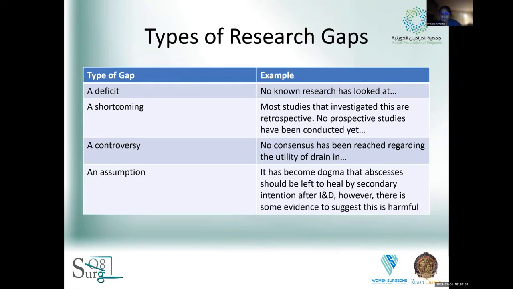For example, no one has reached a consensus on whether drains are useful after breast reduction. And then the last one is assumption. So if there's a dogma or something that we're always doing, for example, abscesses, we always leave to heal by secondary intention after an I&D. However, some people might think this is harmful.